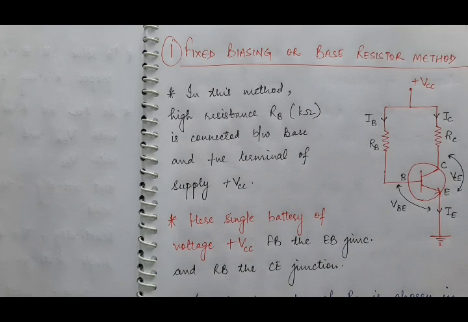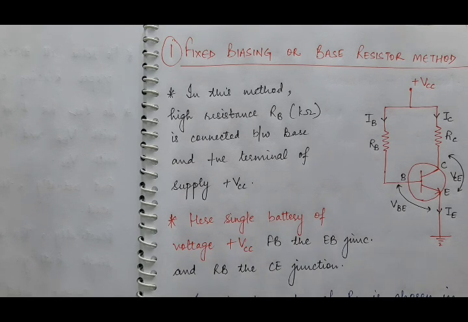Then we have to find the operating point, and check whether this operating point is stable or not. In all four methods of transistor biasing, what we do first is, using the single battery source, draw the circuit diagram, then find the value of the operating point. And what is the operating point? It is the value of IC and VCE. So we have to find the collector current IC and the collector emitter voltage VCE.